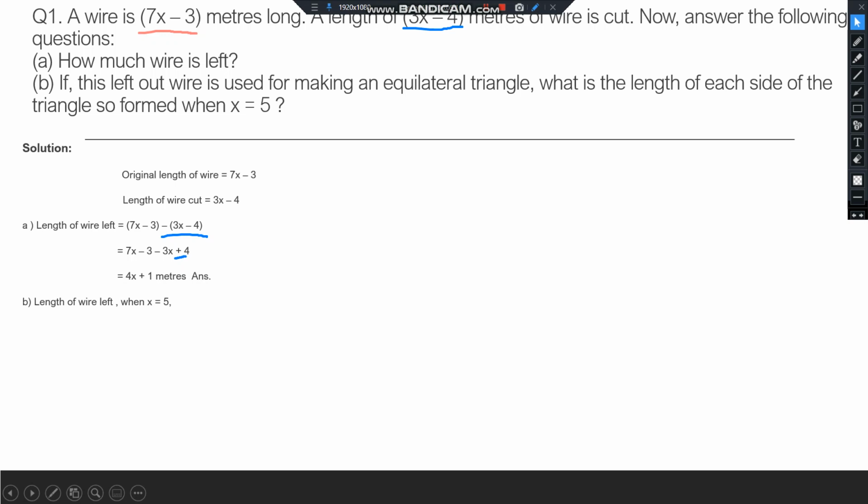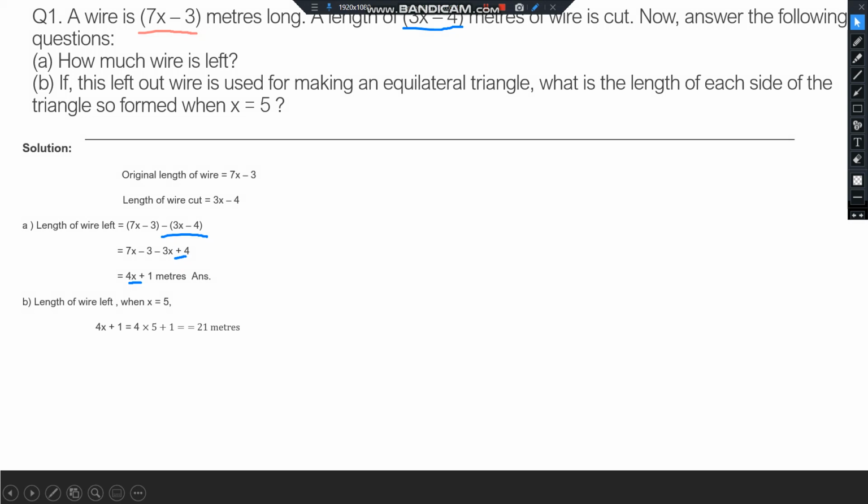So here it is found by length of the wire left when x equal to 5. So just place the value of x here as 5. So if we place the value of x as 5, we get 4x plus 1 as 4 into 5 plus 1, that is 21 meters. Now 21 meters is the length of the wire, remaining wire.